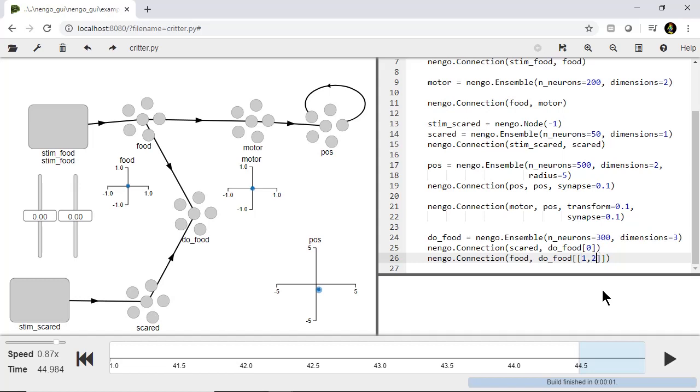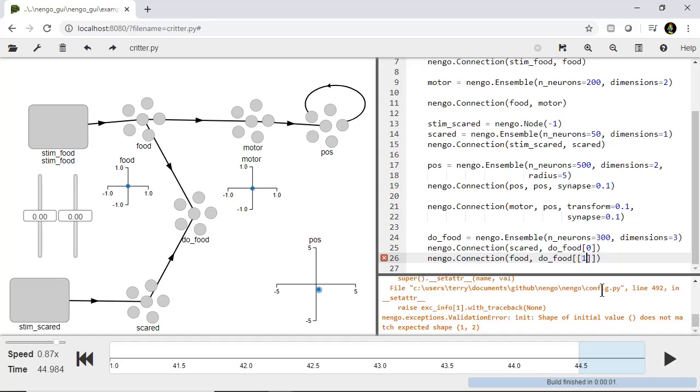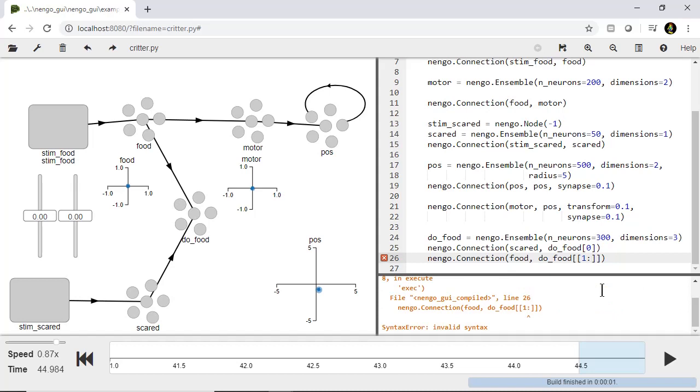Another way that some people might be familiar with writing it is like that. Whoops, sorry, too many square brackets. So that's saying don't put that into the 0th dimension. Dimensions start counting at 0 because Python is a programming language that counts at 0. So it'll go into the next ones.